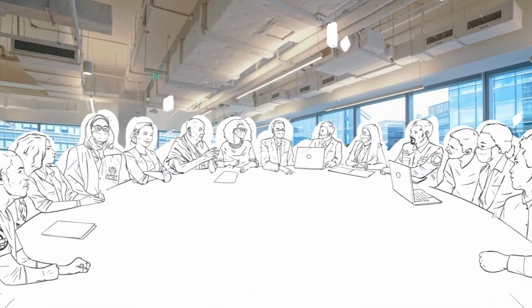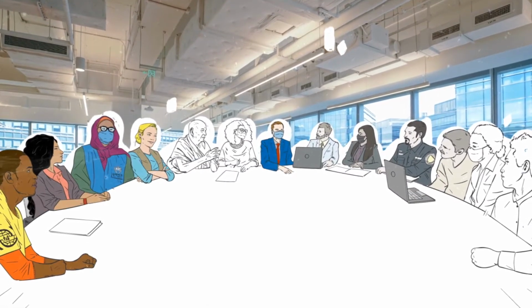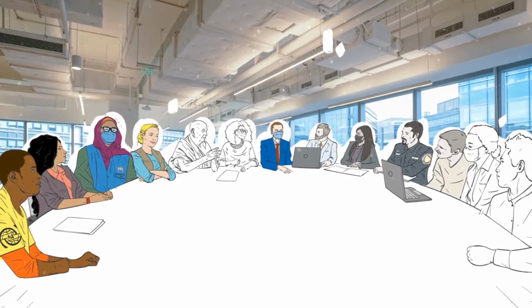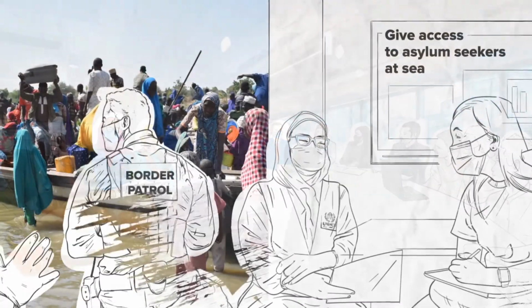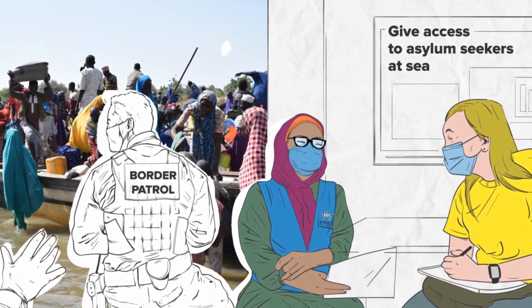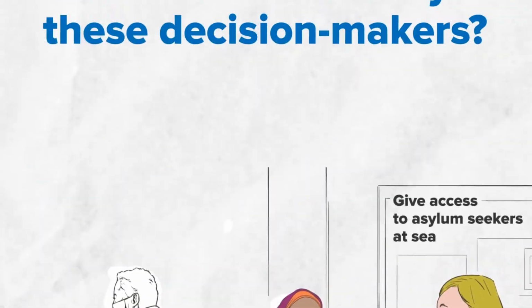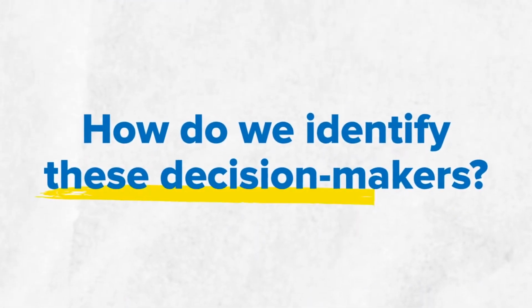In planning your advocacy strategy, you normally start by identifying a problem to solve for UNHCR's people of concern, which means that you want to bring about a change through advocacy. To do so, you need to know who can bring the change you want to achieve. But how do we identify these decision makers?